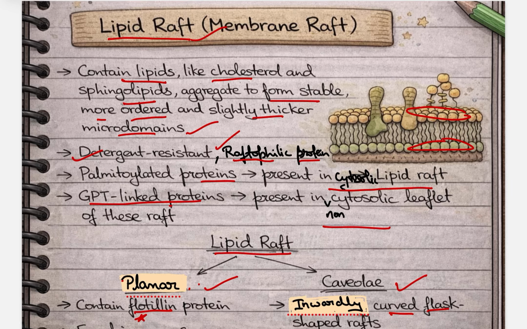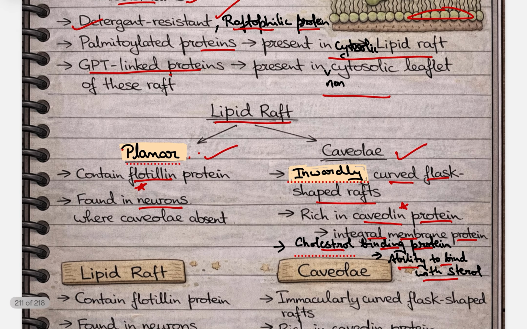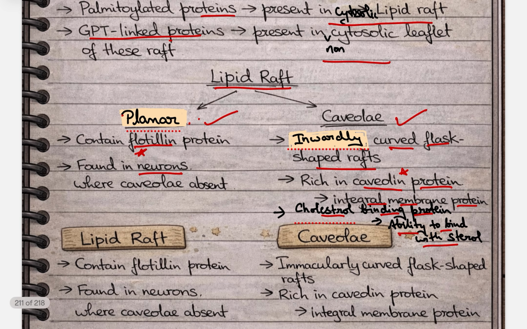So in today's lecture, we'll continue with lipid rafts. This topic is frequently asked, and once you understand it properly, questions become very easy. Lipid rafts are of two types, planar and caveolae. Planar rafts contain flotillin proteins, which are found in neurons, and caveolae are inwardly curved, flask-shaped rafts rich in caveolin protein. Caveolin proteins are integral membrane proteins. They are cholesterol-binding proteins and have the ability to bind with sterols.